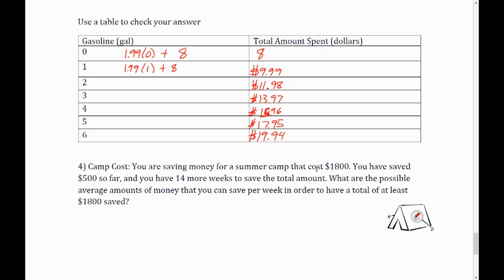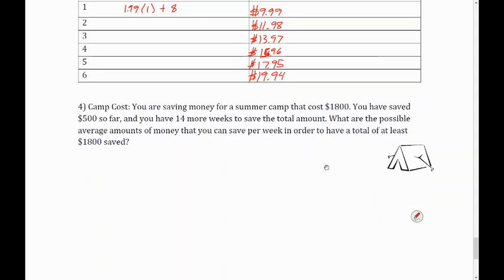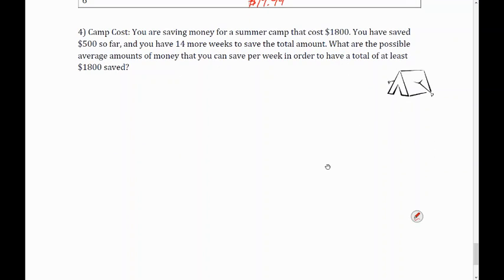Okay? All right, the last one here, camp cost. It says you're saving money for a summer camp that cost you $1,800. You have saved $500 so far. And you have 14 more weeks to save the total amount. Okay? What are the possible average amounts of money that you can save per week in order to have a total of at least $1,800 saved?